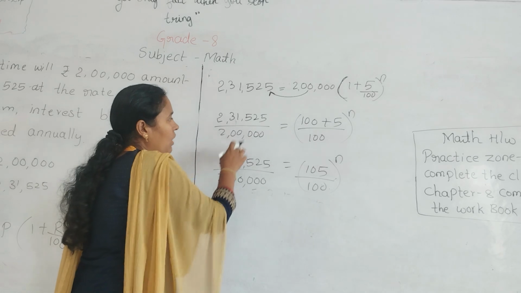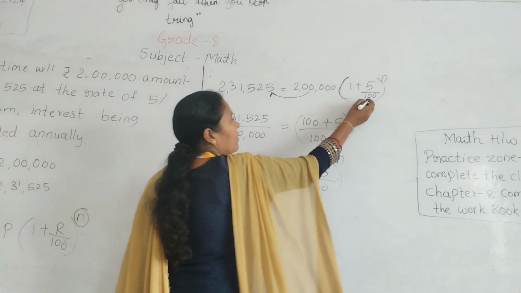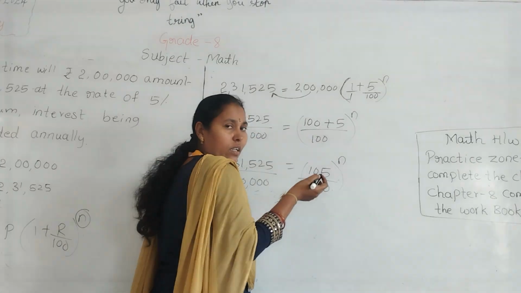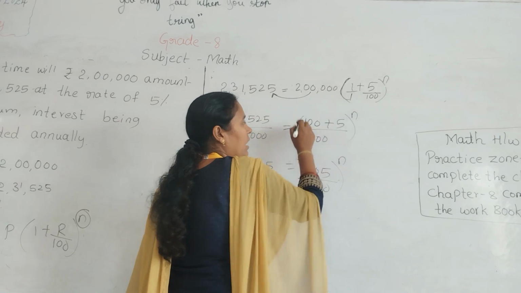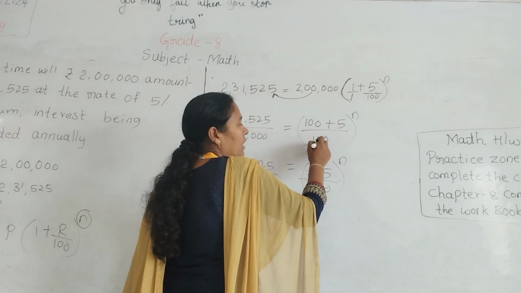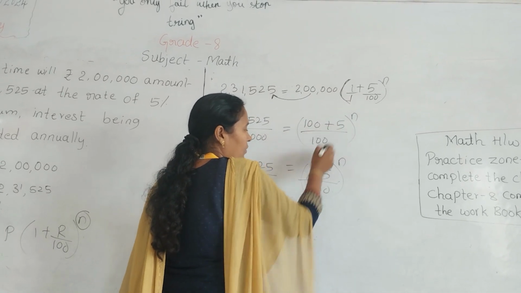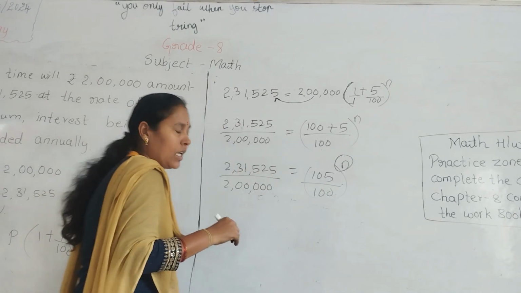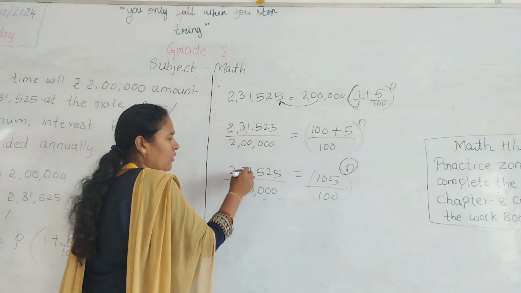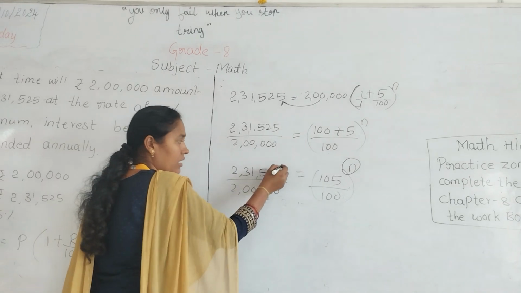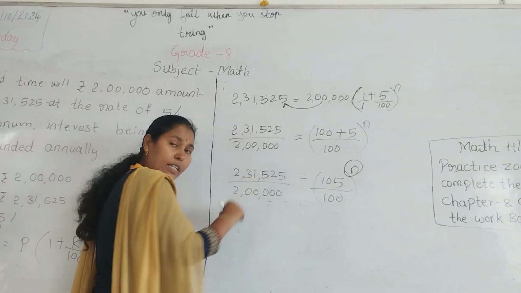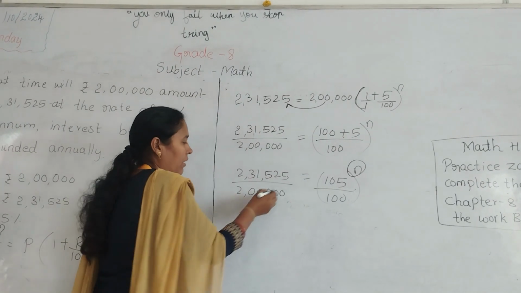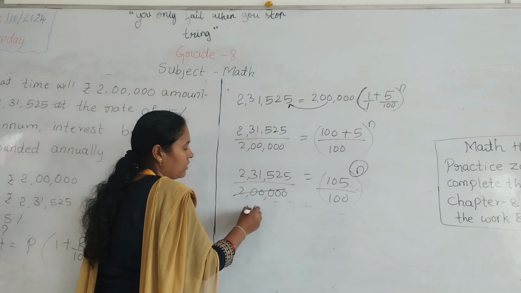2,31,525 divided by 2 lakh equals, take the LCM: 100, and here nothing is there, so 1. LCM is 100. 100 plus 5 divided by 100, that is 105 divided by 100, to the power n, children. Number of times. Now we have to cancel. We cancel with the 5 table because the last digit is 5 and here 0 is there. Both will go in the 5 table. 5 1s are 5, 0 as it is.